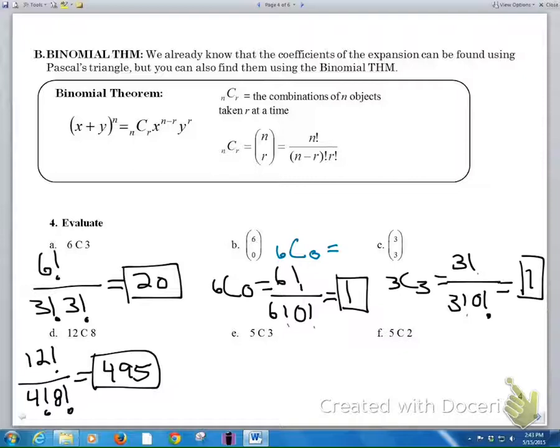And factorial, as you know, means like 12 factorial is 12 times 11 times 10 times 9 times 8 times 7. And we've done this before. So we've got those combinations.